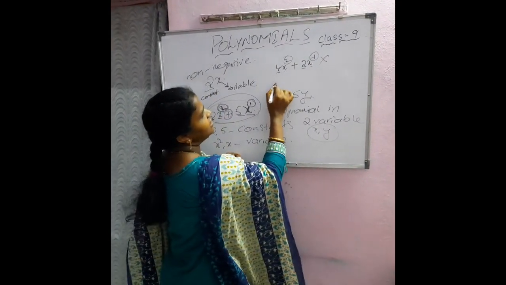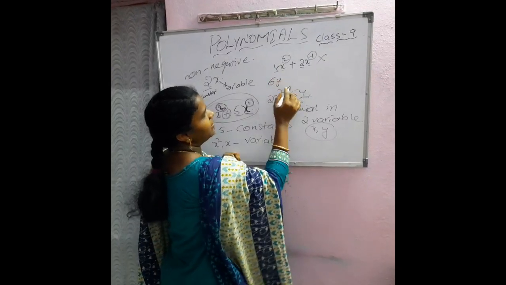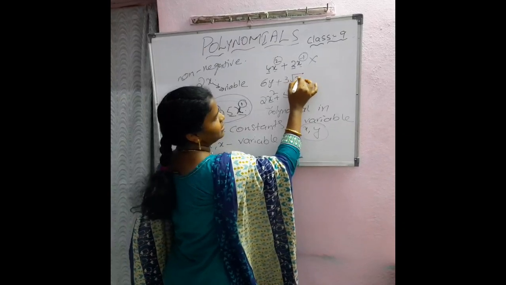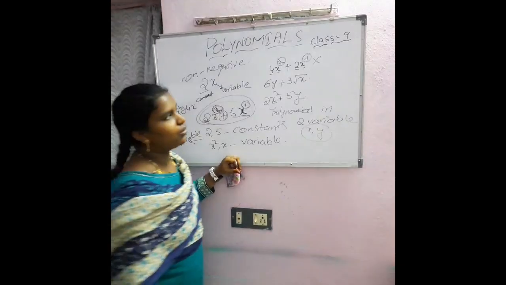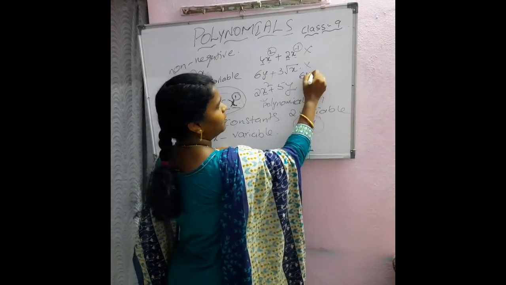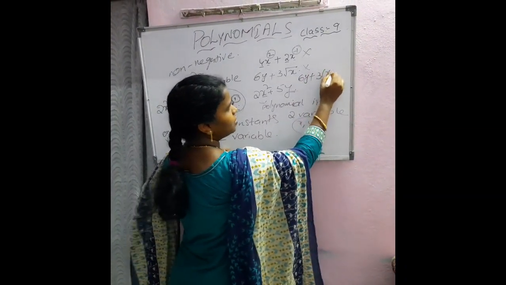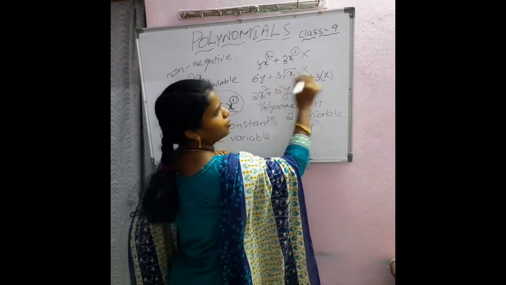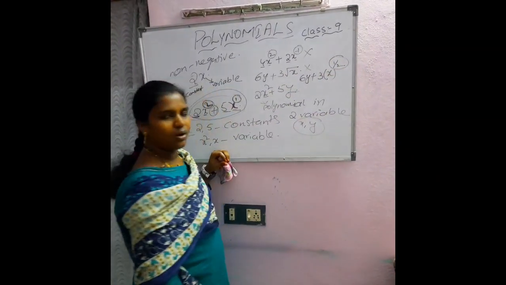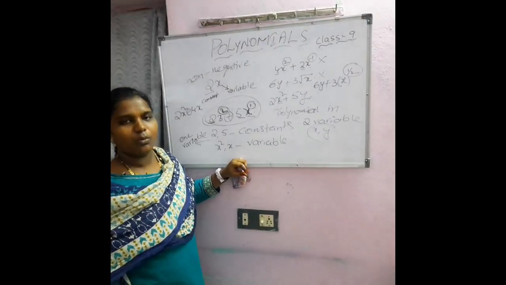If I take 6y plus 3 root x, is it a polynomial? No, because it can be written as 6y plus 3 into x to the power of, if I remove the root, 1 by 2. So 1 by 2 is not a whole number. So it is not a polynomial.